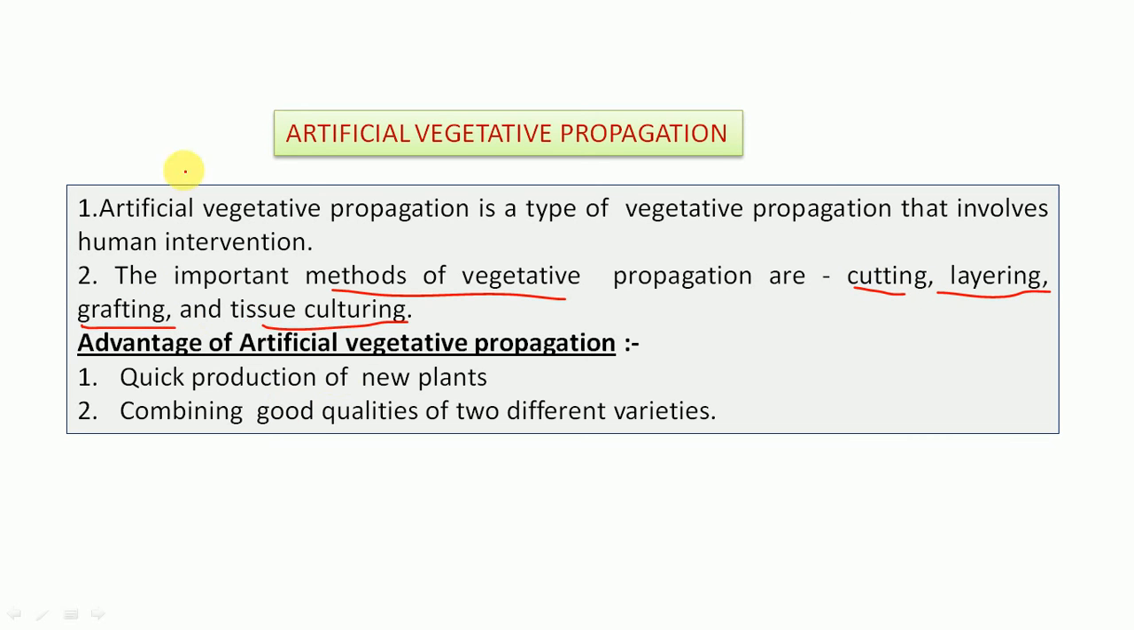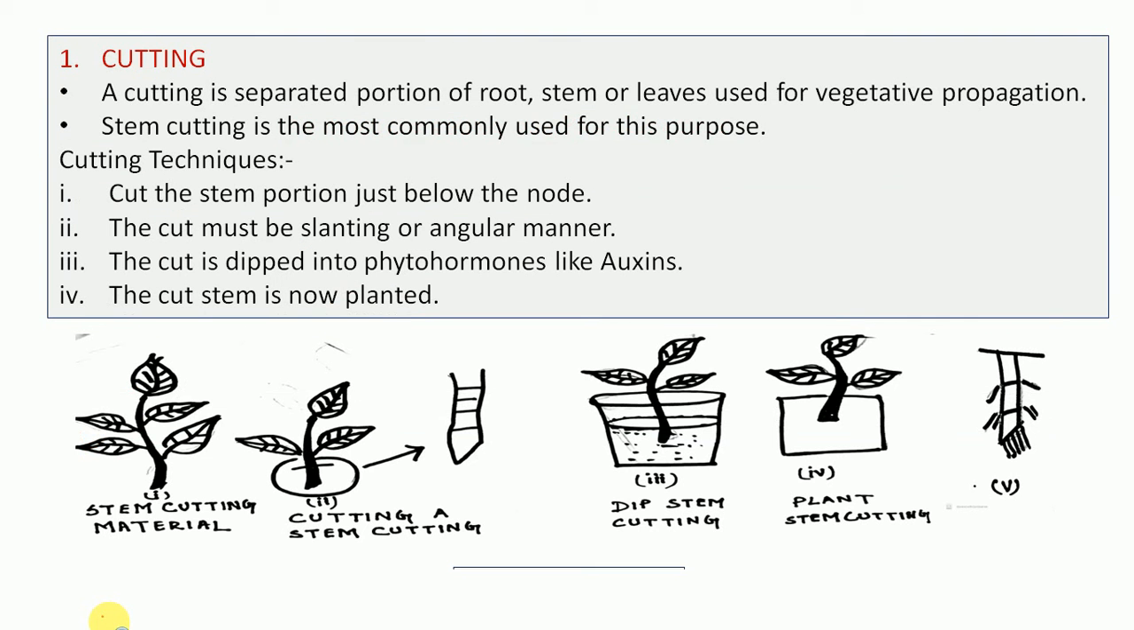Now what are the advantages of this? First of all, this method gives very quick production of new plants, and another, especially in case of grafting, combining of good qualities of two different plant varieties can be done. So the first method is cutting.